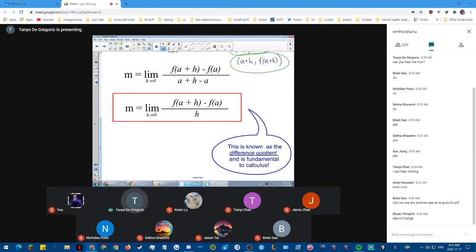This is known as the difference quotient and is fundamental to calculus. So basically, there's no calculus without this. This is where it all begins. Okay? And you're going to notice that calculus is all about slopes. Right? We're constantly finding slopes. Are there any questions so far?